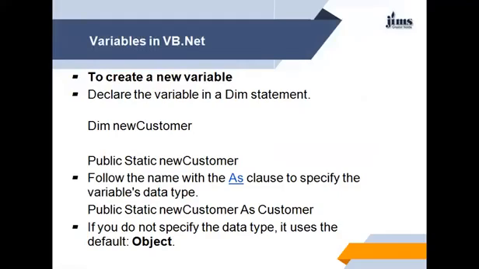Follow the name with the As clause to specify the variable's data type. To specify the data type, we use As. Suppose we write Dim newCustomer As Integer, let's say. Public Static newCustomer As Customer. If you do not specify the data type, it uses the default category, which is Object. By default in VB.NET, the data type is of Object type.